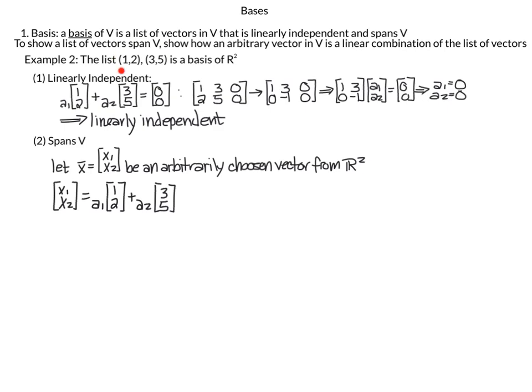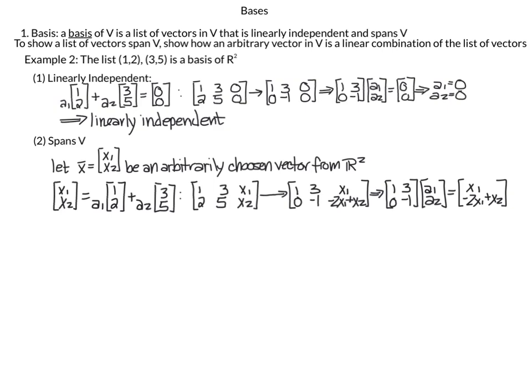To show that the two vectors span R2, our vector space, I'm going to choose an arbitrary vector from R2, and I'm going to show that it can be set equal to a scalar times my first vector (1, 2) plus a scalar times my second vector (3, 5). The matrix that represents this vector equation is our first vector (1, 2), our second vector (3, 5), and then our solution vector x1, x2.